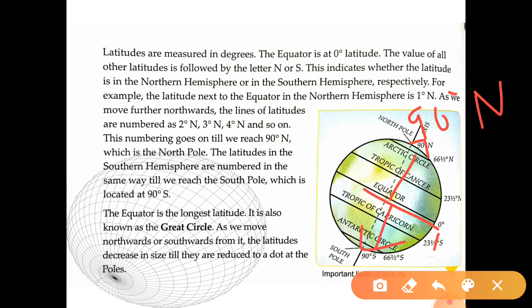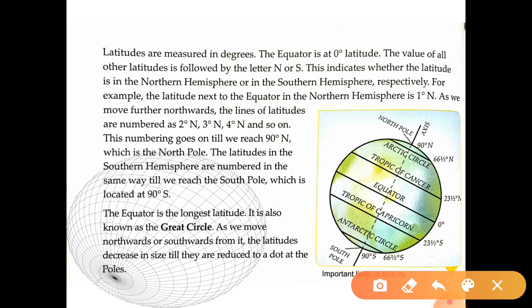From here 1 degree south, 2 degrees south, 3 degrees south, till 90 degrees south, the South Pole. The equator is the longest latitude. As you can see here, with the help of these lines, you can observe which one is the longest line out of these five lines: Arctic Circle, Tropic of Cancer, Equator, Tropic of Capricorn, and Antarctic Circle. The Equator is the longest line.